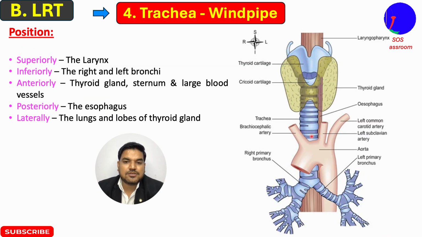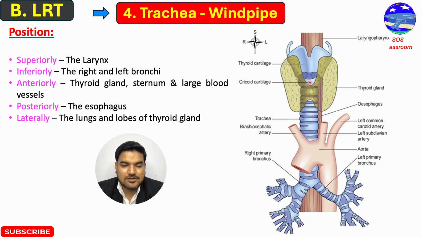Next, what is the position of the trachea or windpipe? What is the exact location of the windpipe? Superiorly to the trachea is the larynx. Just above the trachea, the portion is called the larynx. Inferiorly, it divides into 2, the right and left bronchi, at the carina.